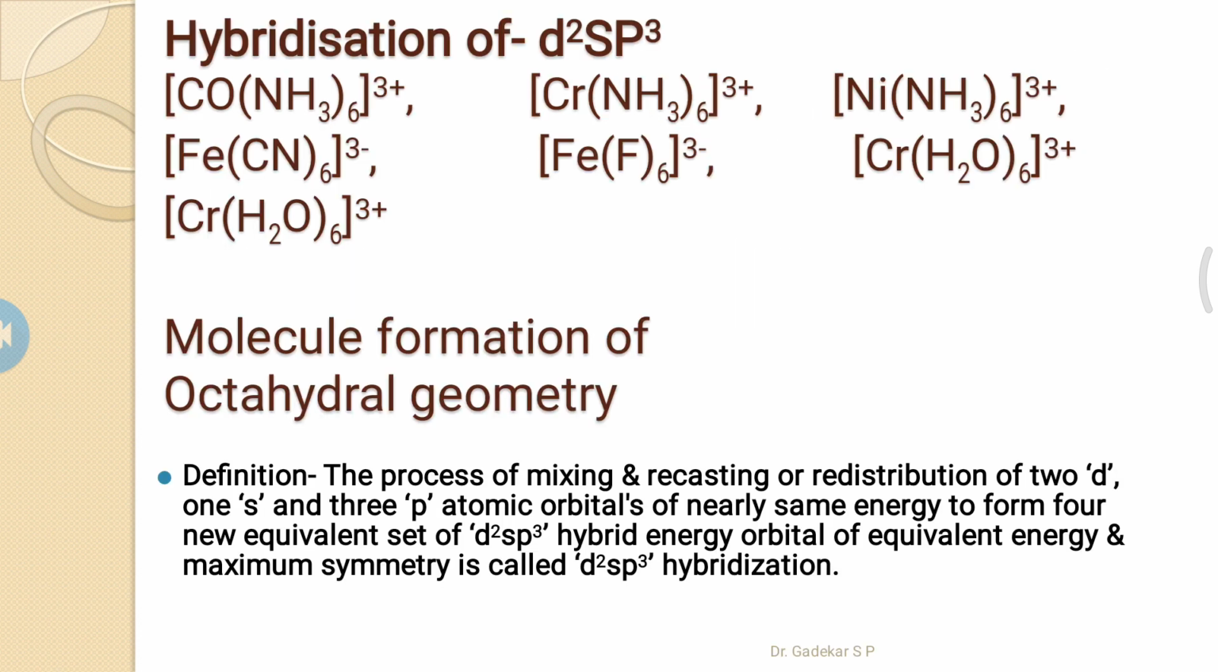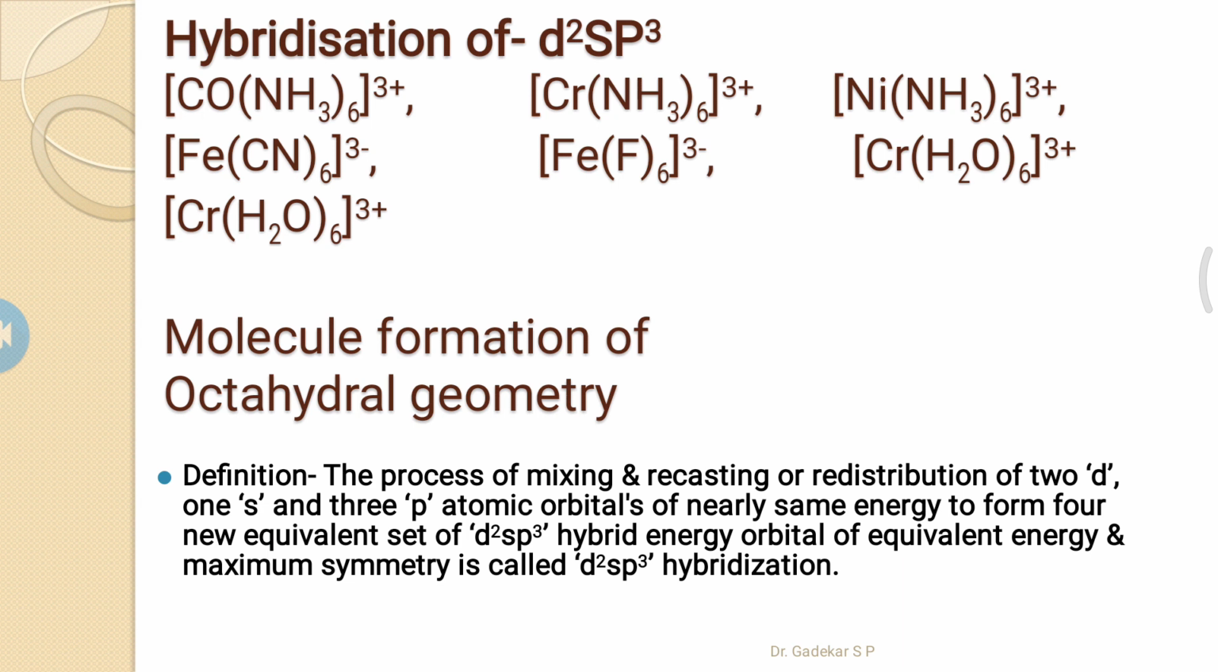So this octahedral complex involves sp3d2 or d2sp3 hybridization. Okay, so there are two types of hybridization. First is sp3d2 or d2sp3. It depends on the d orbital involved.